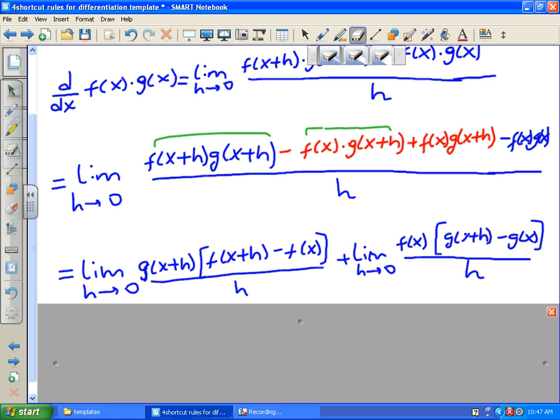Definition of the derivative of which function, f or g? F, right? So this is f prime, and as h goes to 0, you plug in a 0 in here, you get g of x. So here you have g times f prime, okay?